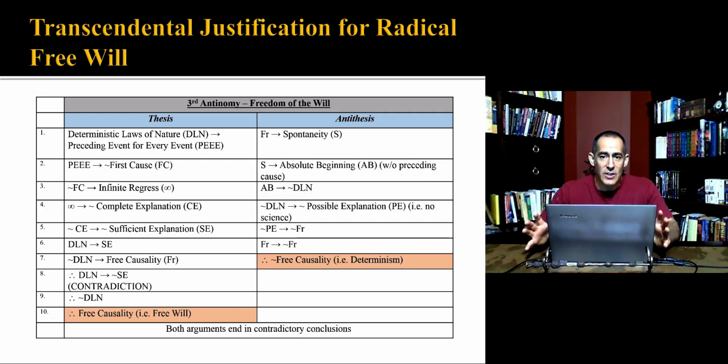So if deterministic laws end in a contradiction where there is and is not a sufficient explanation, then we have to dismiss deterministic laws of nature as impossible. Therefore, we end up with what we want, which is free will, or free causality, right? Because that's the opposite of deterministic laws. If there are no deterministic laws, we're free. So his thesis is an argument for freedom.